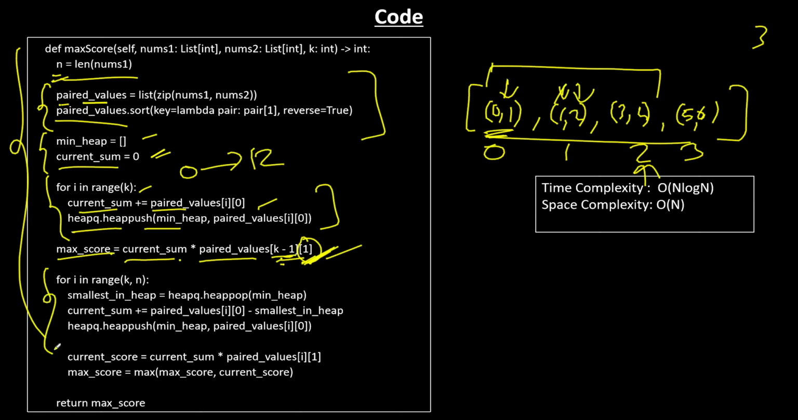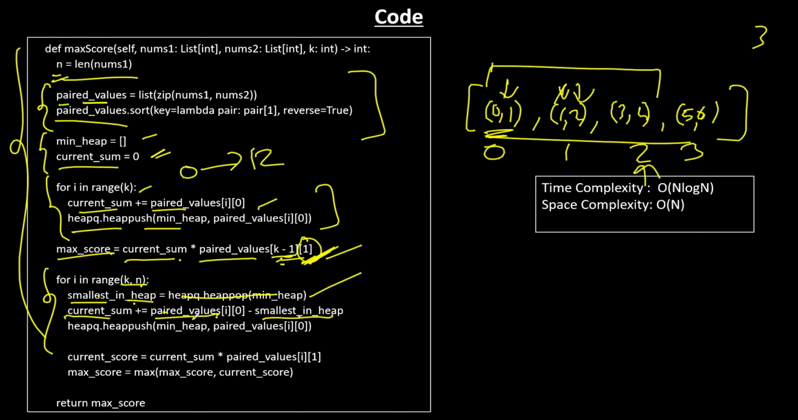Then we iterate over the leftover ones from k to n, and we take out the smallest from the heap. Okay, it does it automatically. We add to our current sum, and we subtract from our current sum the value which we pop from the min heap, which is the smallest in the heap. Makes sense? And we add the new value to our current sum. Now current sum is done.